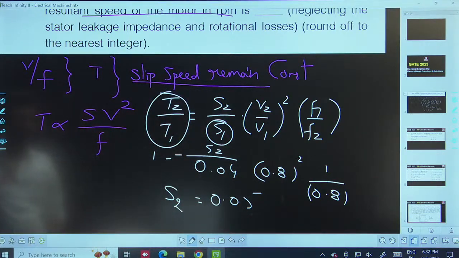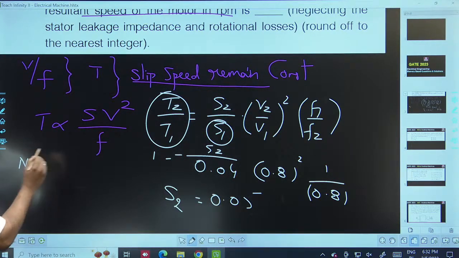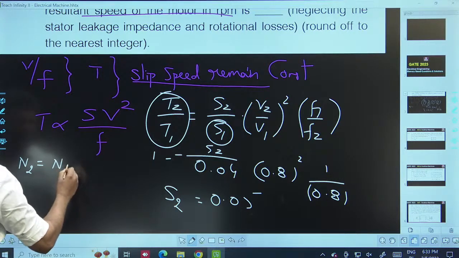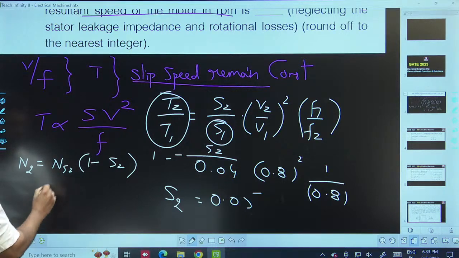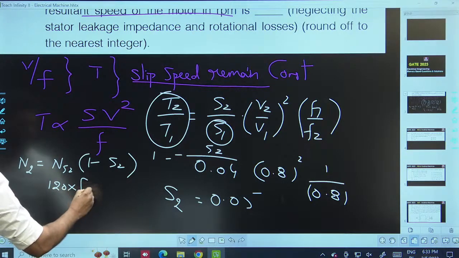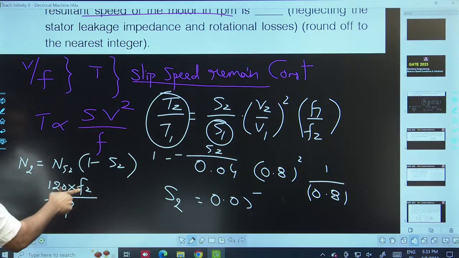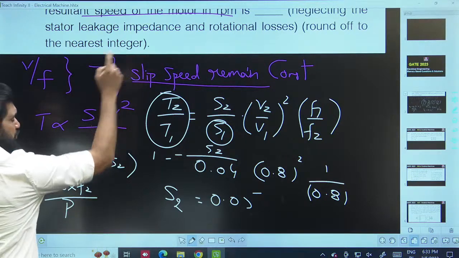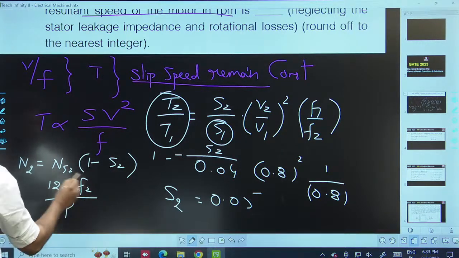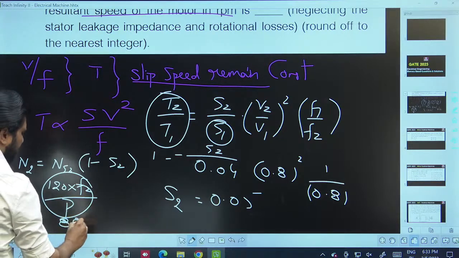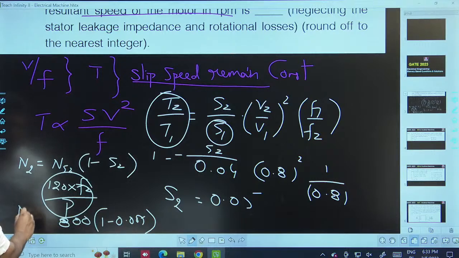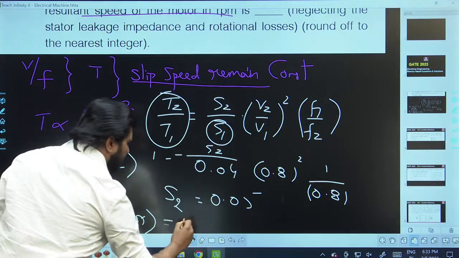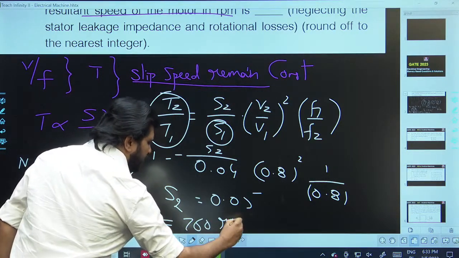Next, N2 is NS2 into (1 minus S2). NS2 is 120 into F2 by P. F2 is the new value, 50 into 0.8. You will get NS2 as 800. 800 into (1 minus 0.05) is N2. Again you are going to get the same number, 760 rpm.